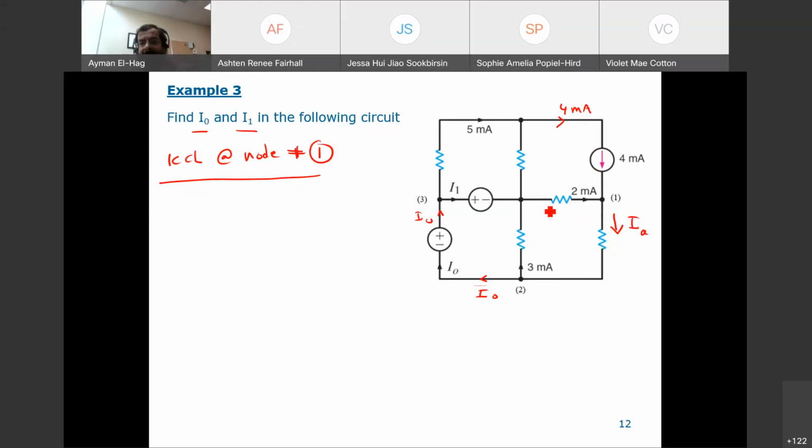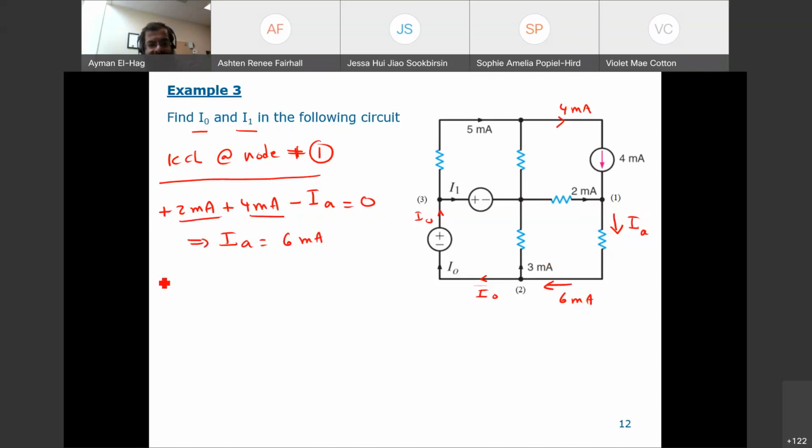Okay, so 2 enters the node, so we have plus 2 milliamps. 4 also enters the node, then plus 4 milliamps. IA leaves the node, so it will be minus IA. That's it. We have 1, 2, 3 branches connected to this, so this is equal to 0. So 2 plus 4 is 6, so then IA is equal to 6 milliamps. So now this current that enters here is equal to 6 milliamps.